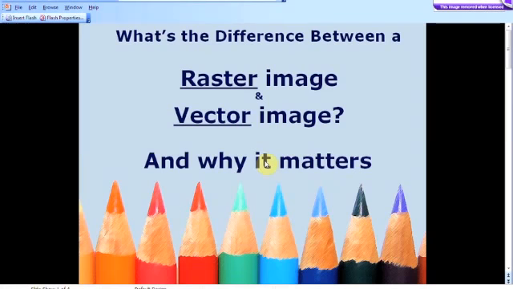Here's the bad news. We're not actually going to be drawing shapes and colouring them in today. What we are going to do is just go through some basic information about the difference between a raster image and a vector image. Understanding this is quite important, and understanding why it matters is important also.